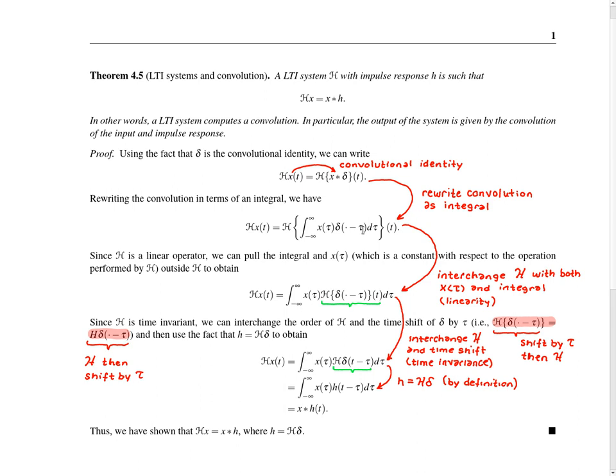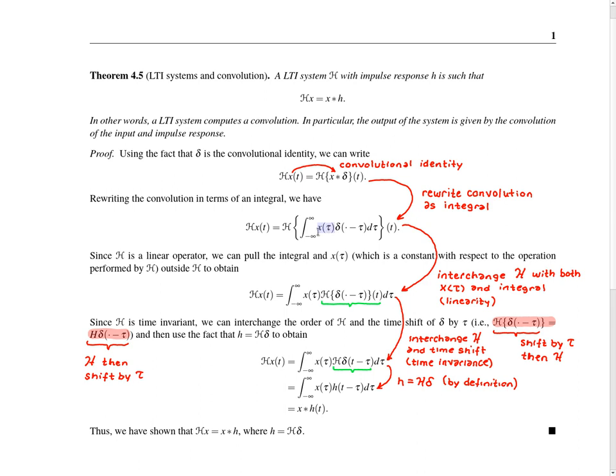Now at this point, what we're going to do is use the fact that the system h is both linear and time invariant. First we're going to use the fact that the system is linear. When we're applying the operator h, anything that's a constant as far as this operator is concerned can be pulled out of the operation performed by h because it's linear, in particular because of the homogeneity part of linearity. Since tau is a constant with respect to the operation being performed by h, we can pull x of tau out of this operator h.